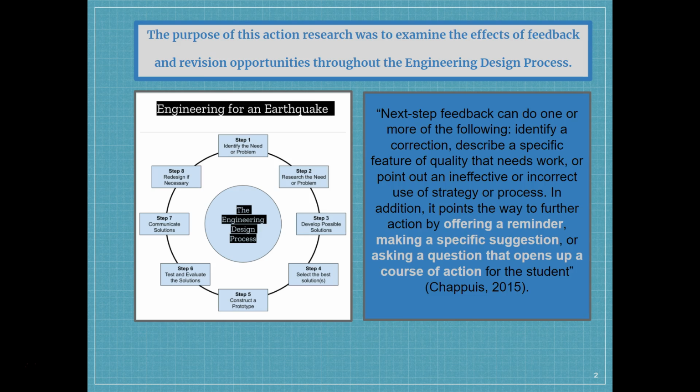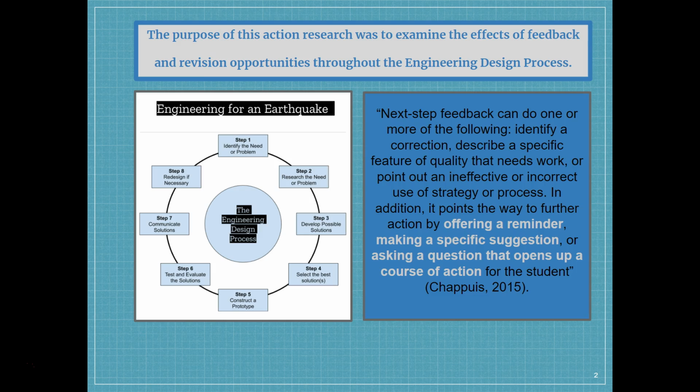On the left is the engineering design process, which is similar to the scientific method but has a few differences as well. Throughout this project, students worked to engineer a structure that could withstand the effects of an earthquake. To do that, they started by researching the need or problem. Then they moved on to develop possible solutions and select the best solutions. Step 5, which is a hallmark to the engineering design process, they constructed a prototype. From there, they tested and evaluated their solutions, communicated the solutions, and if necessary, they redesigned their prototypes.